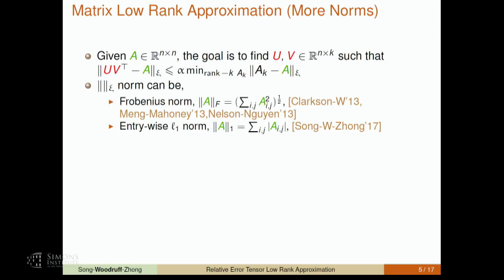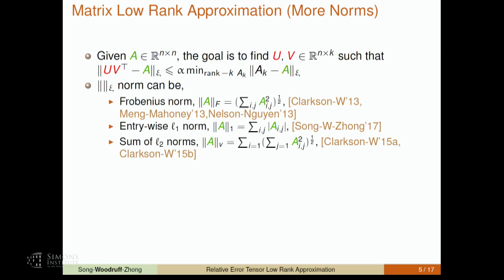This is often considered more robust, because if you have some grossly corrupted entry, then you're not paying as much attention to it, because you're not squaring it. And so you're paying more attention to the remaining data. This is the intuition. There are also other notions of robust measures, such as sum of L2 norms.